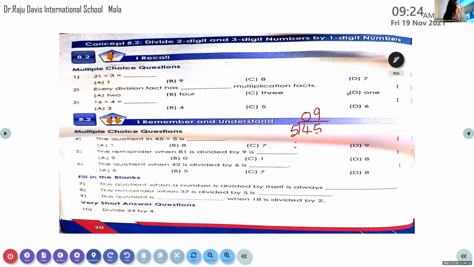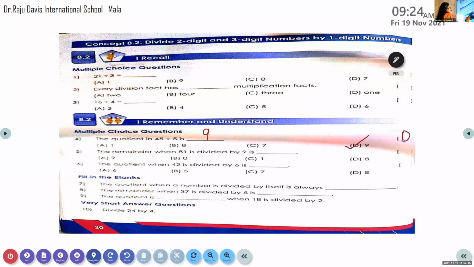Okay. So what is the answer to be written? The quotient is 9. Remainder is 0. And dividend is 45. Yes. Divisor is 5. Okay. So which is the correct option? 9. D is the correct option. Put a tick mark on D and write D in the bracket. Okay, Abha.